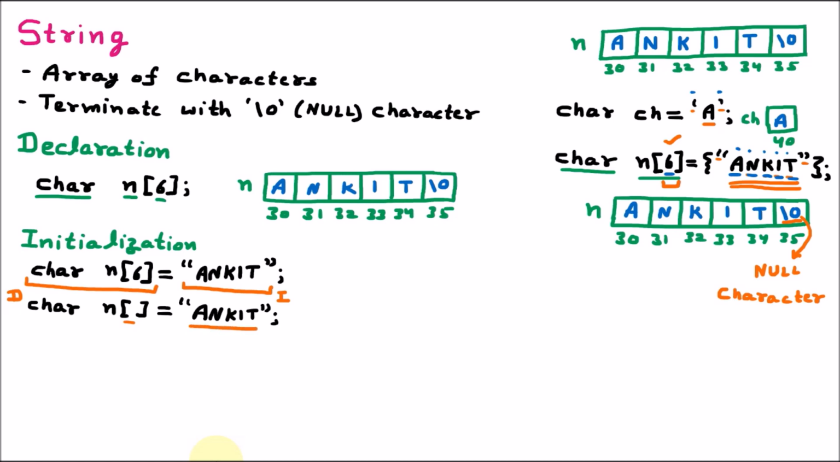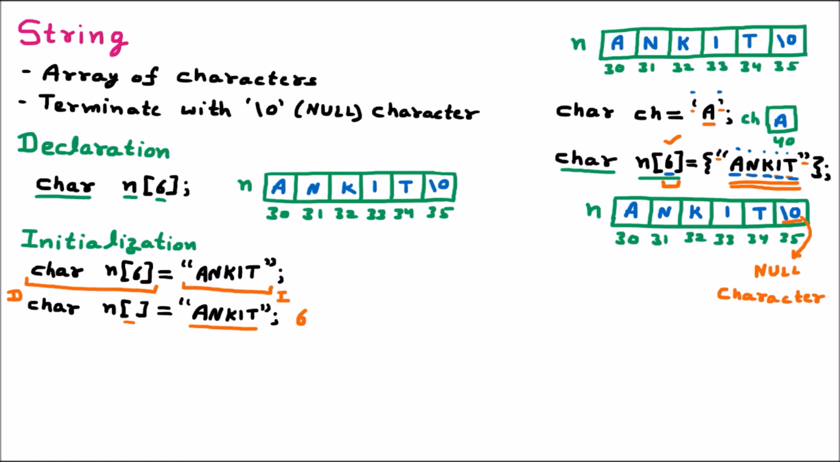We know that here the 5 characters are there, meaning 5 is the size, plus 1 for the null character. So automatically the compiler will assume size 6. So automatically this is 6: 5 characters for Ankit and 1 for the null character. So if you are not providing the size, then it will consume 6 as the size.